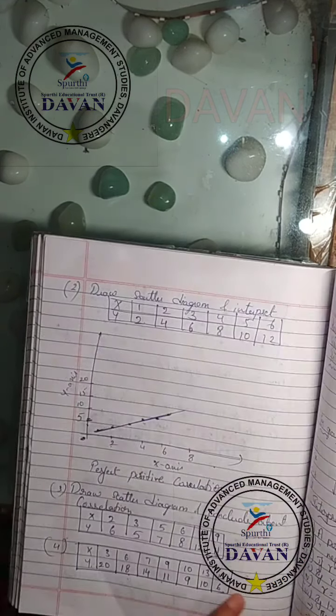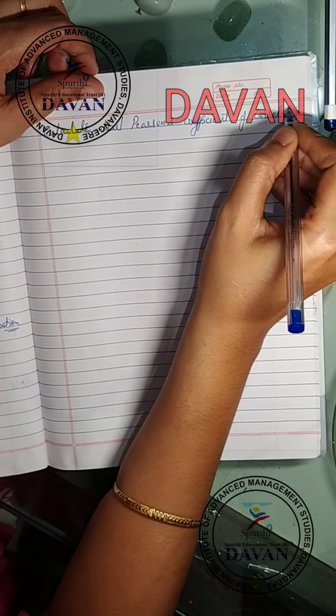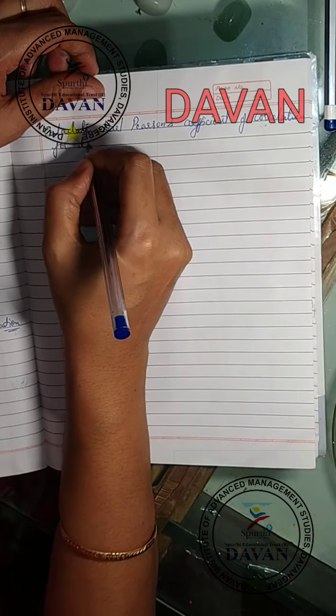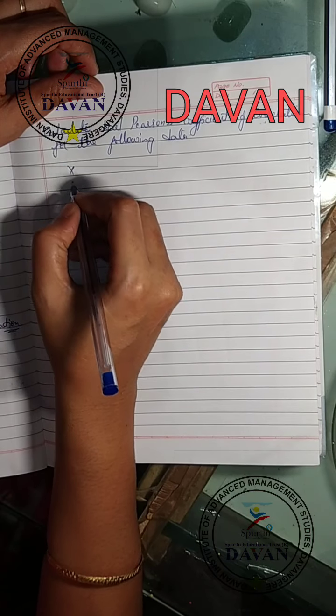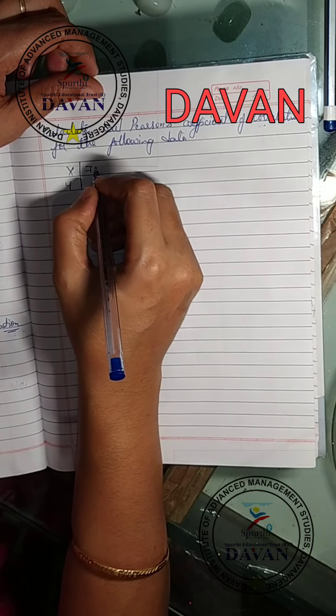Next we'll see another example. Calculate Karl Pearson's coefficient of correlation for the following data. This is the question, and they've given you again two variables with the values 70, 71, 72, 73, 74, 75, 76, 77 and 30, 29, 25, 25, 22, 20, 18 and 16.